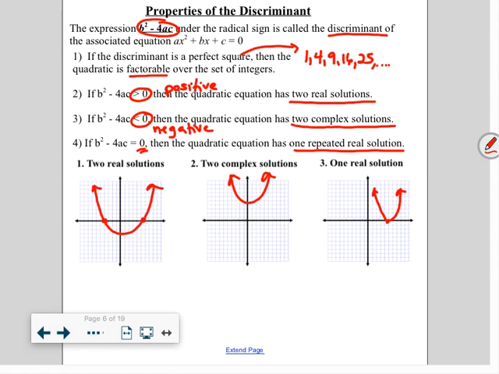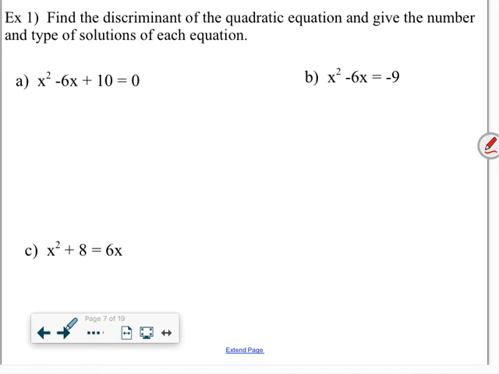When you're ready, flip the page, and let's look at some examples of this. Every equation has a corresponding graph. Let's look at number 1a. It says find the discriminant. So let's write it down: b squared minus 4ac is the discriminant.